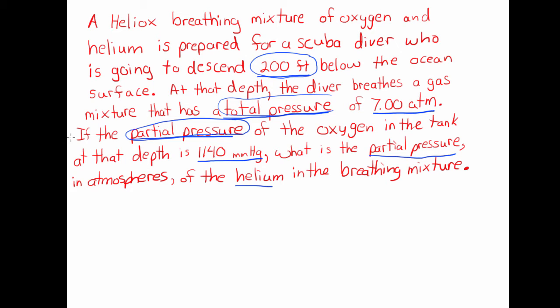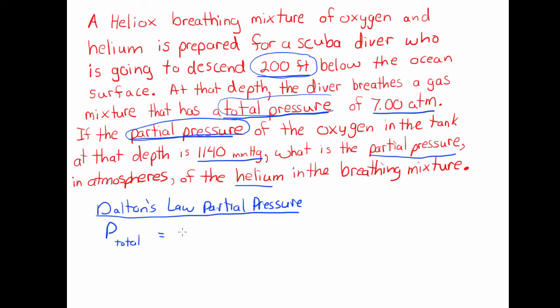So we're dealing with only pressure, and that is going to be Dalton's law of partial pressure. And the law of partial pressure says that the total pressure is equal to the sum of the partial pressures. So the gases that we've got here are oxygen, so the partial pressure of the oxygen, and then we've also got helium. So the partial pressure of these two gases will add up to the total pressure. And we have total pressure. I'm going to sub that in. We've got a total pressure of 7 atmospheres.